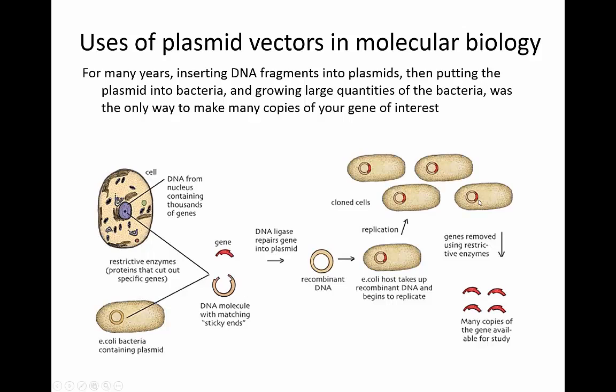And so now you have many, many copies of that plasmid of interest, and you can actually purify that plasmid and get lots and lots of copies of that gene available for study. This was the only way to make a lot of copies of a particular piece of DNA prior to the discovery of polymerase chain reaction.